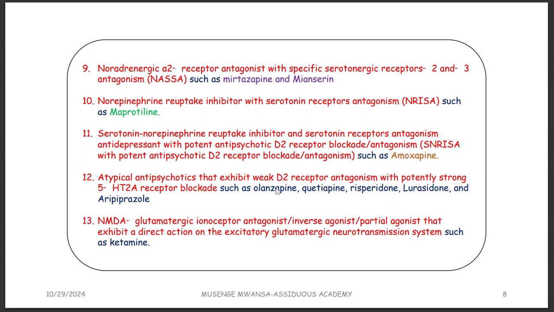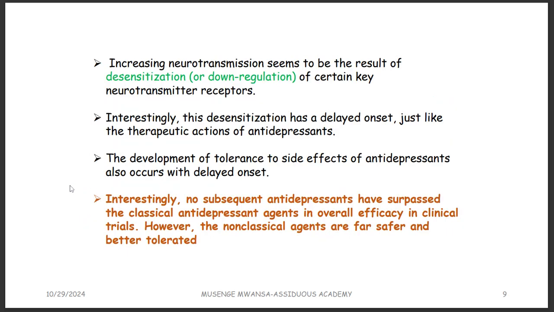And then you have also atypical antipsychotics that exhibit weak D2 blockade. You have olanzapine, quetiapine, risperidone. These guys, we also use them. These are also antipsychotics. Okay. At least we've mentioned those.